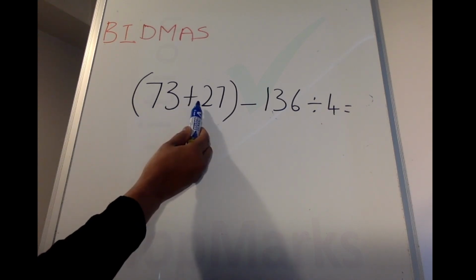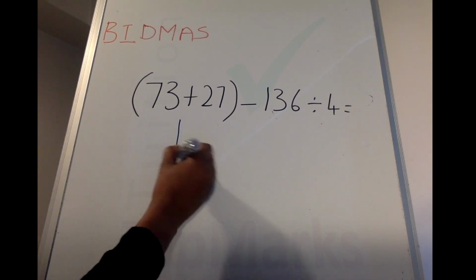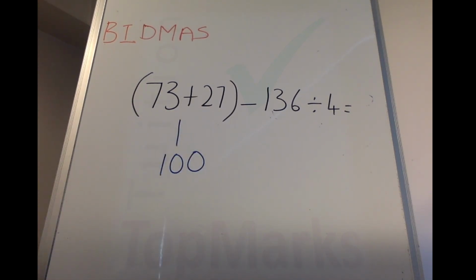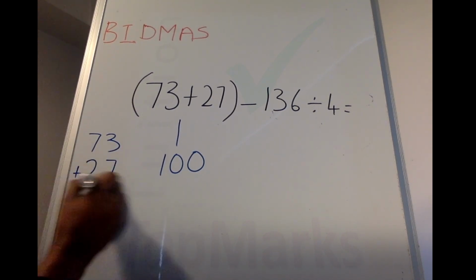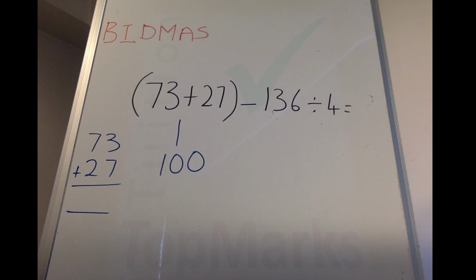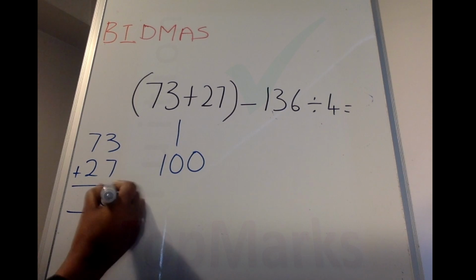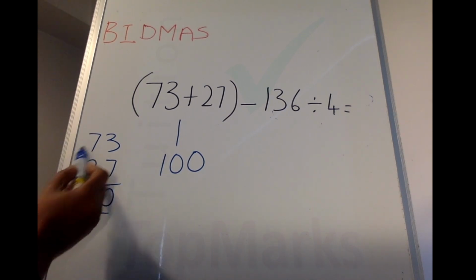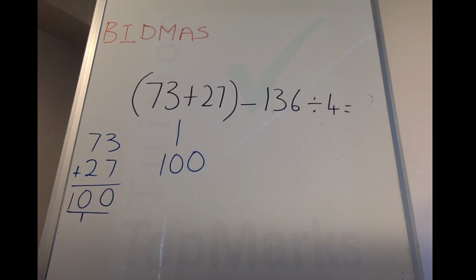73 plus 27 is 100. And again, if you cannot work out the answer mentally, remember what I said about jottings. Pop some jottings on the side and carry out the calculation on the side. 3 add 7 is 10. Write the 0 and carry the 1. 7 add 2 is 9, plus 1 is 10, giving you 100. Don't be afraid to show those additional jottings. The next step.